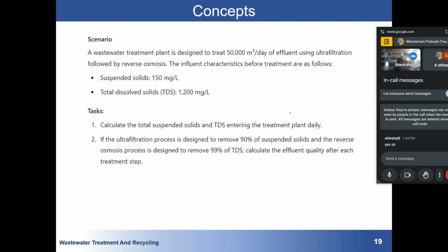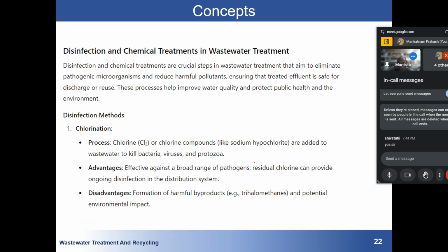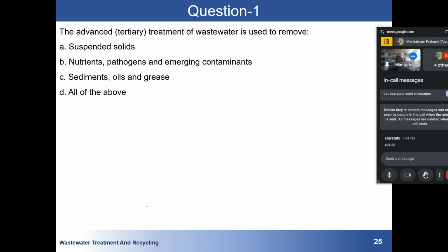In the question it is already written that the ultrafiltration process is designed to remove 90% of suspended solids, and the reverse osmosis is designed to remove 99% of TDS. So they are not working combinedly, these are different processes. Ultrafiltration is not able to remove any dissolved solids, and similarly RO is not able to remove suspended solids; we are assuming that. So the effluent TDS, this was again a simple question.